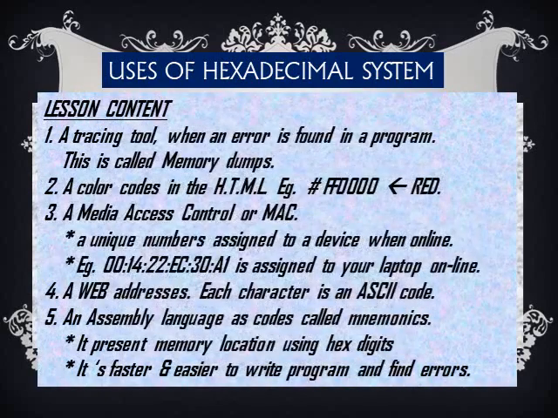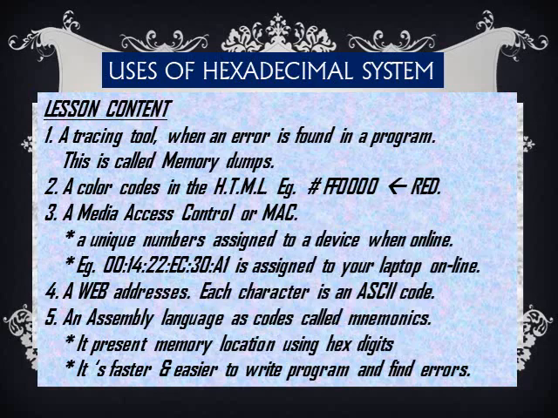Let's begin with the lesson. Firstly, let's outline some uses of the hexadecimal numbering system. Number 1. Hexadecimal digits are used as a tracing tool when an error or a mistake is found in a program. This is called memory dumps. You may refer to your textbook on page 10, in figure 1.6.